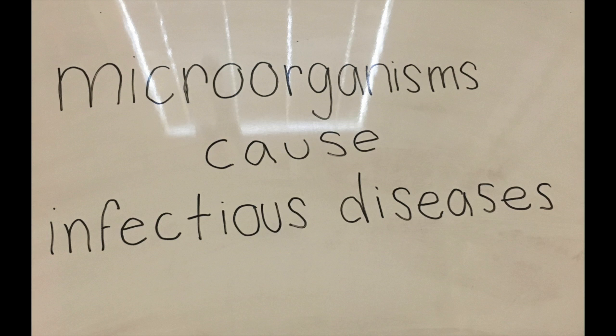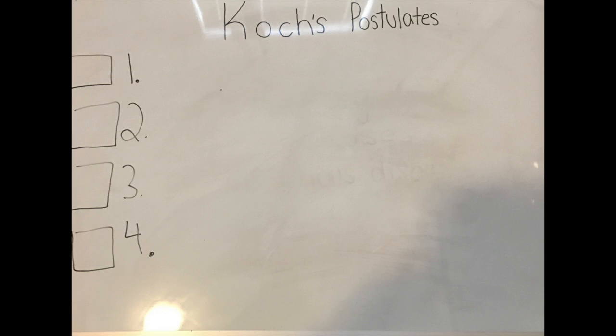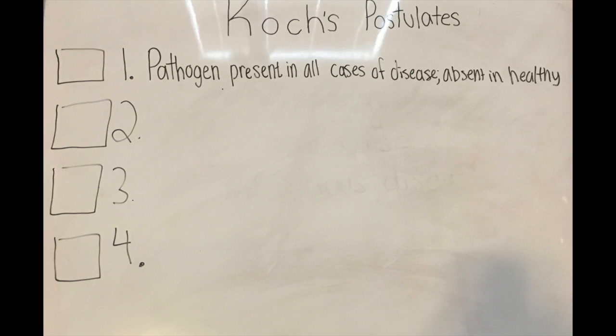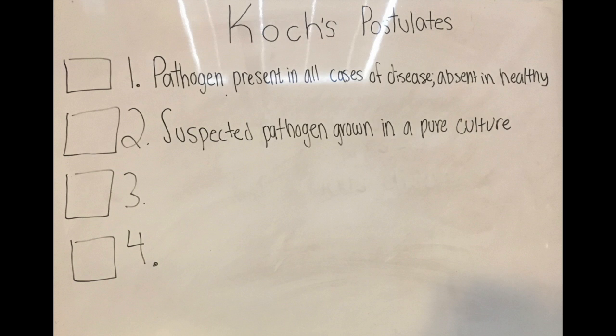In fact, in the 19th century, scientist Robert Koch followed these exact same steps and laid out postulates named Koch's postulates that are used to show that a specific microorganism is responsible for a specific disease. His postulates are: 1. A suspected pathogen must be present in all cases of a disease and absent from all healthy cases. 2. A suspected pathogen must be grown in a pure culture.